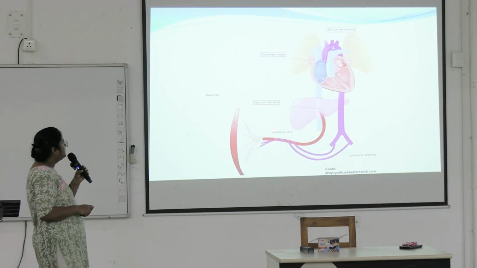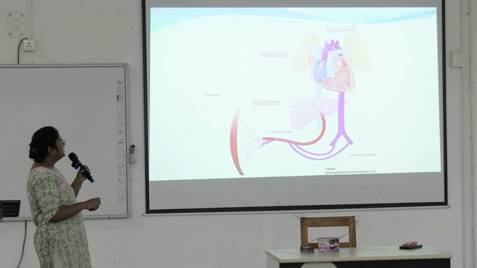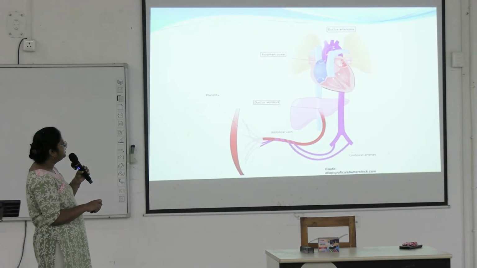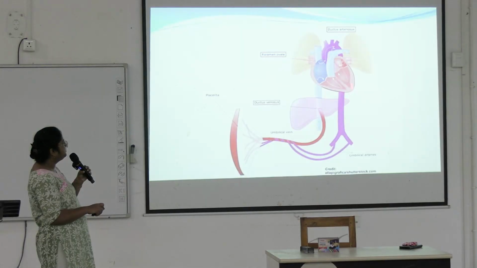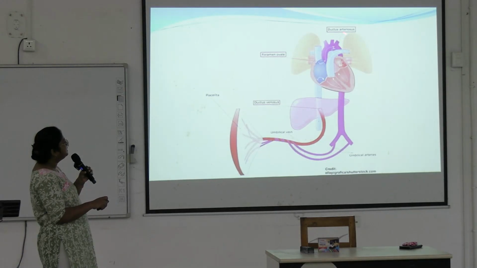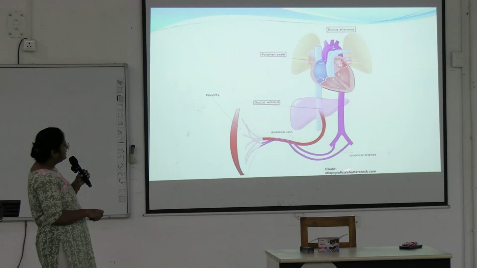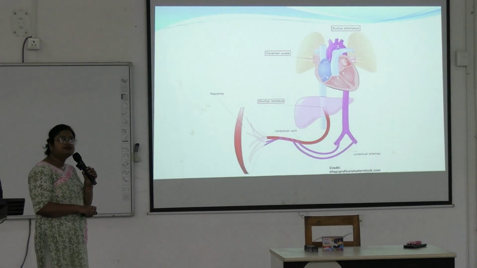Okay, so the whole circulation: placenta, umbilical vein, ductus venosus entering into the IVC, right atrium, through the foramen ovale into the left atrium, left ventricle, aorta. And from the right atrium to the right ventricle, pulmonary trunk, through the ductus arteriosus into the aorta, into the iliac arteries, and from the internal iliac arising the umbilical arteries and entering into the placenta. So this is the whole circulation.